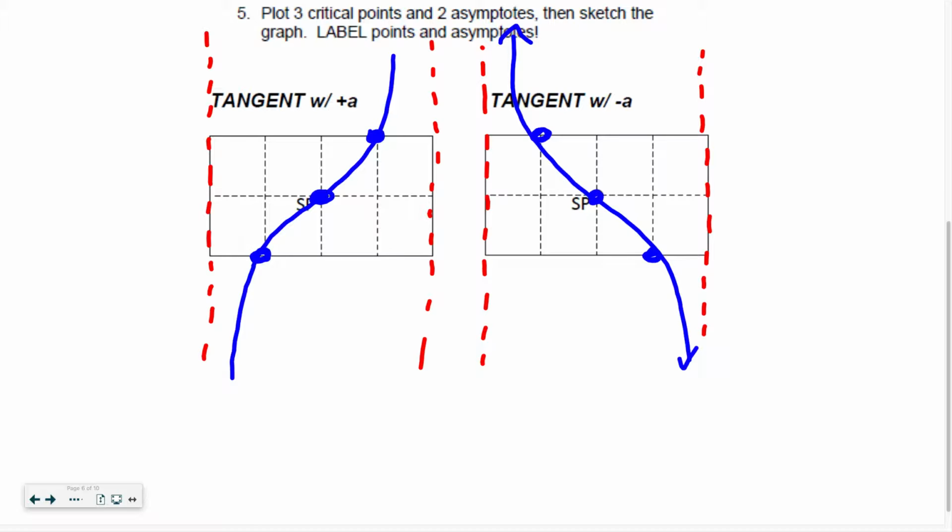What would the range of one of those branches of tangent be? Negative infinity to positive infinity. So you can write down here that for the range of all tangents, it's negative infinity to infinity. So that's nice. That at least makes it a little bit easier.